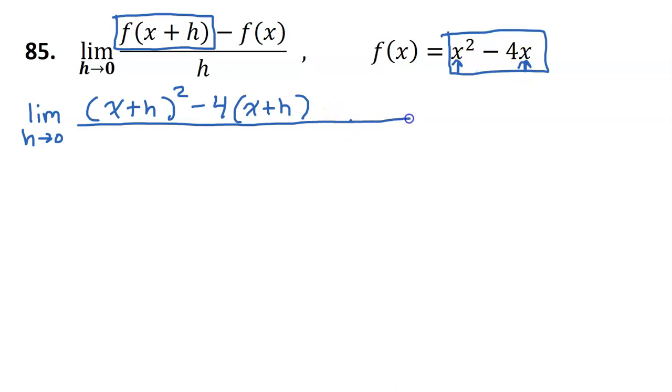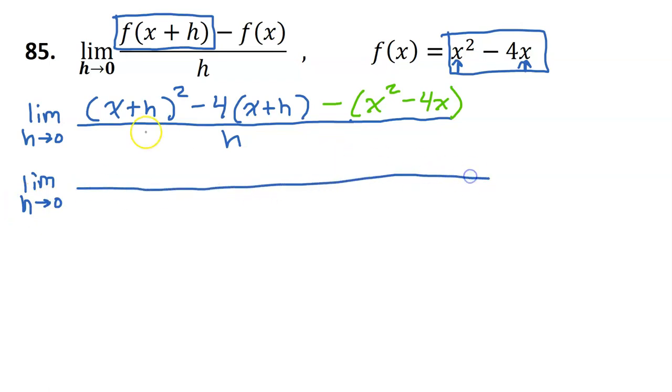But then there's a little bit more, because on the very end, we need minus f of x. So we have to do minus the actual function, x squared minus 4x. Just be careful to put it in parentheses so you will do the distributive property and ultimately turn this into a positive 4x. That is a common mistake. Meanwhile, in the denominator, we have h. So let's simplify this and see what cancels. On the next step, we have the limit as h approaches 0.